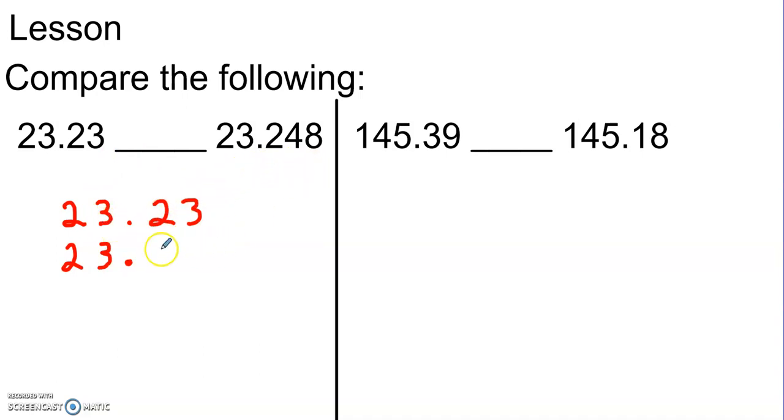Then I have 2, 4, 8. So the 2 is in the tens, so it's going to go under this 2. The 4 is in the hundredths, so it goes under the 3. And the 8 is in the thousandths. So I have to create one.